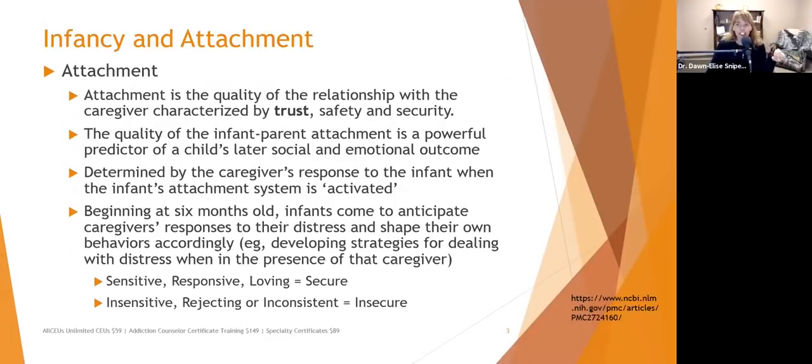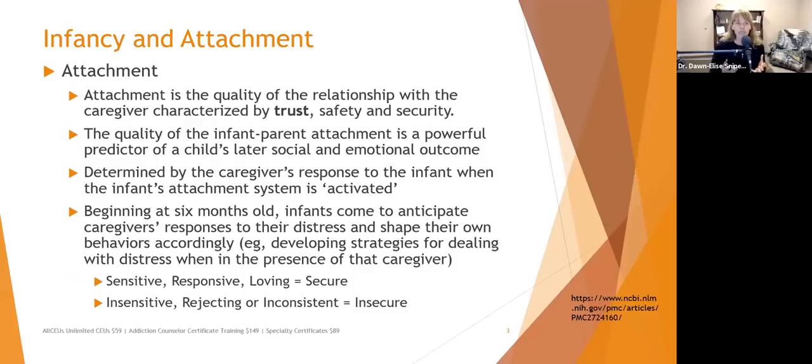Attachment is the quality of the relationship with the caregiver characterized by trust, safety, and security. Okay, this is our first relationship. This is our relationship when we are helpless little critters. We can't even figure out how to get our hand to our mouth at this point. That comes a little bit later. If you've been around newborn infants, that whole coordination with the limbs doesn't happen necessarily right away. We can't feed ourselves. We can't go grocery shopping. We can't keep a roof over our head. We can't even dress ourselves. So we are dependent upon some other figure to provide for our safety and security.